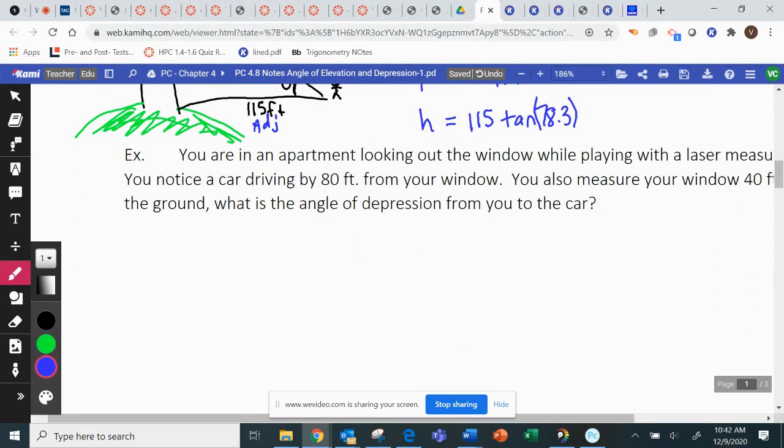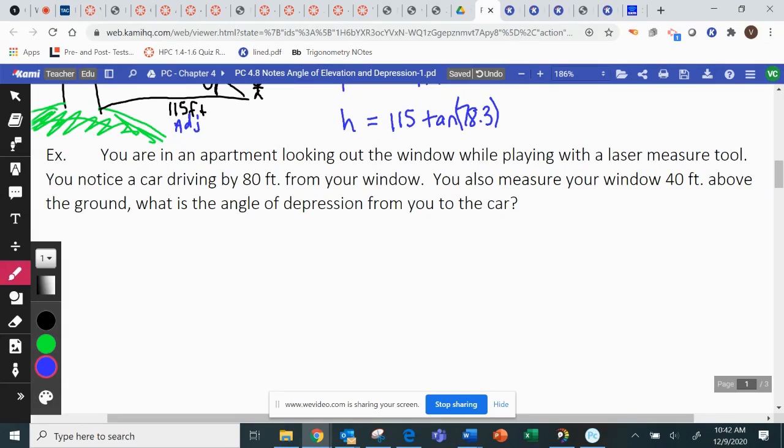All right, you are in an apartment looking out the window while playing with a laser measure tool. You notice a car driving by 80 feet from your window. You also measure your window to be 40 feet above the ground. What is the angle of depression from you to the car?